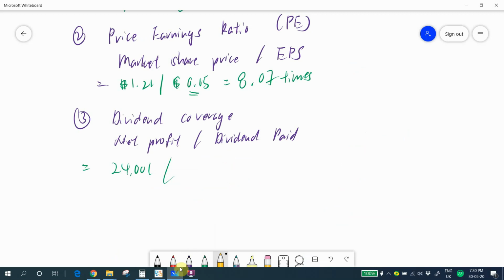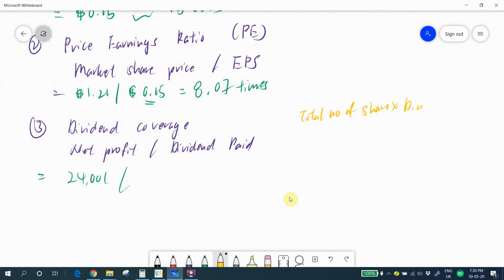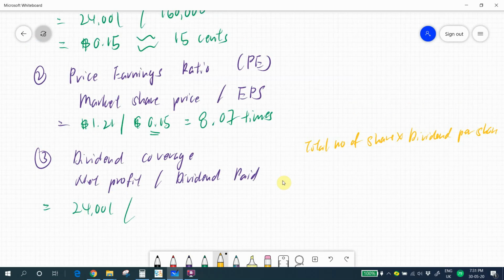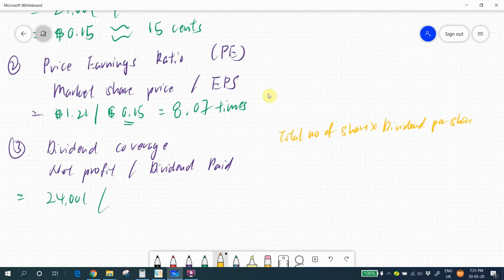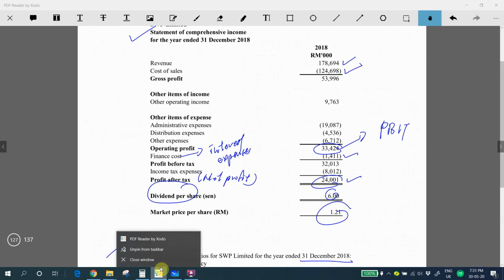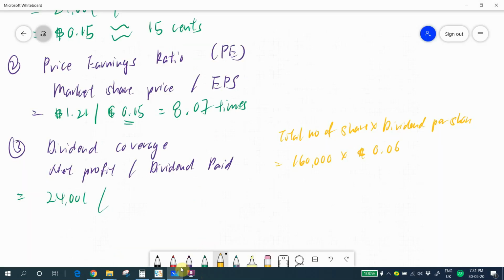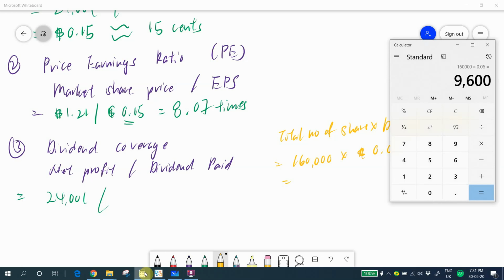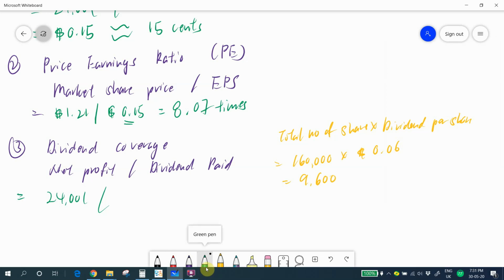So how to get it? We can use the total number of shares multiplied by the dividend per share to get the total dividend. So what is the number of shares of this company? We have the answer before, 160,000. So we can use 160,000 times 0.06. Why 0.06? Because this is 6 cents, we have to convert into ringgit or dollar. So times 0.06, the answer is 9,600. So we apply this answer here. The total dividend paid during the year will be 9,600.